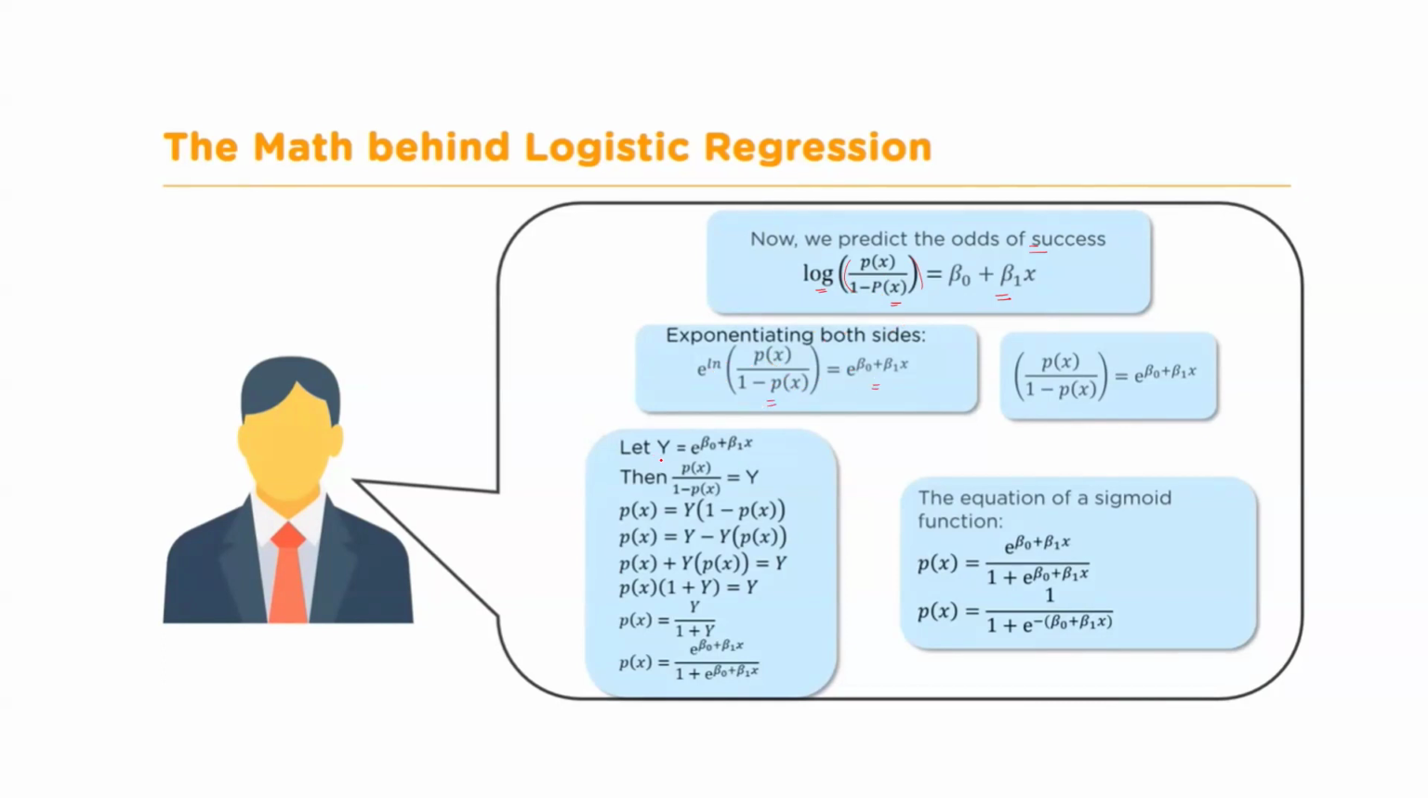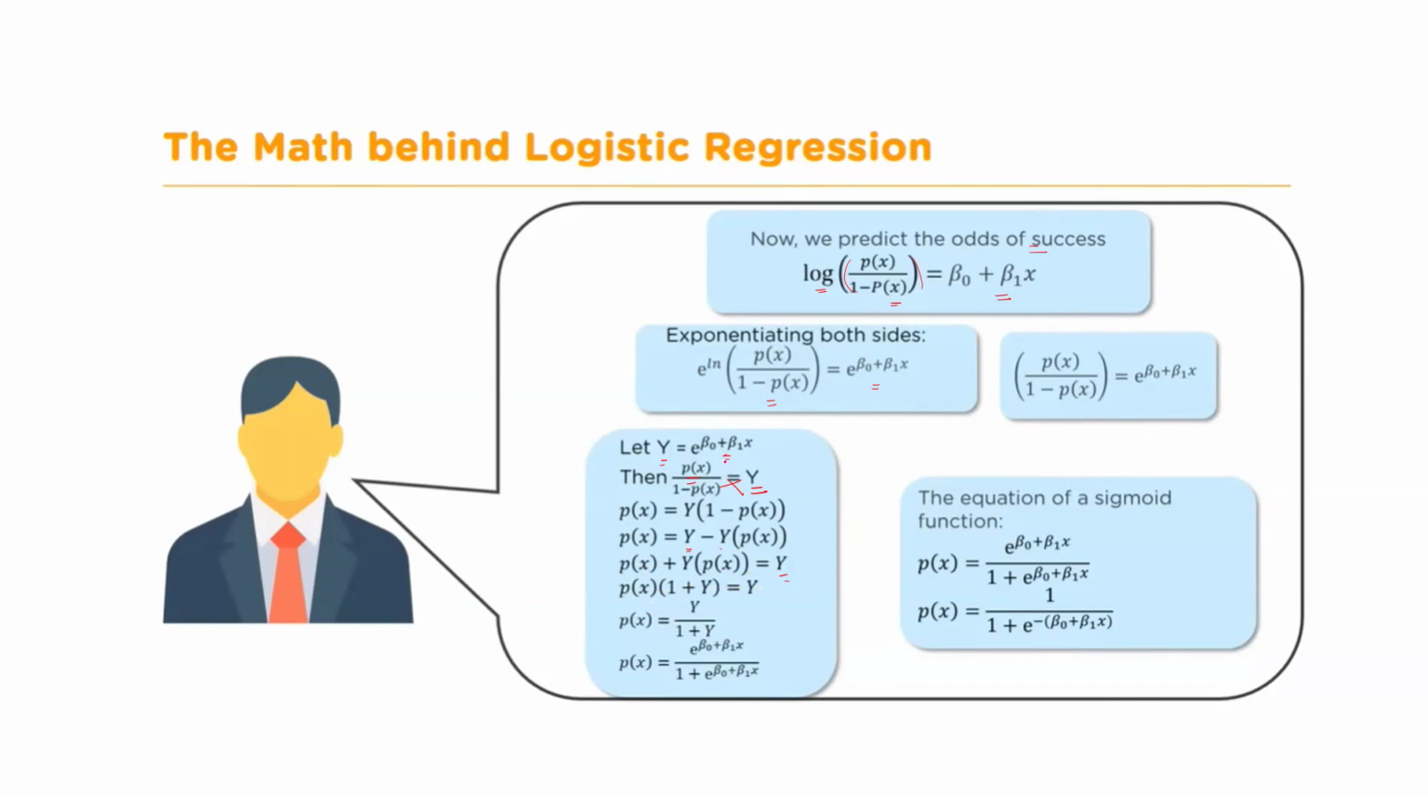Then let us solve this one. Let y equal e to the power B0 plus B1 into x. Then p of x divided by 1 minus p of x is equal to y. Then probability of x, cross multiplying, is y into 1 minus p of x. If you take y inside, you get y minus y p of x. The next step, just bring this right-hand side to the left-hand side. Minus y p of x becomes plus y p of x, equal to y. And if you take p of x as common, we get p of x times 1 plus y equal to y. And simply, the probability of x equals y divided by 1 plus y.